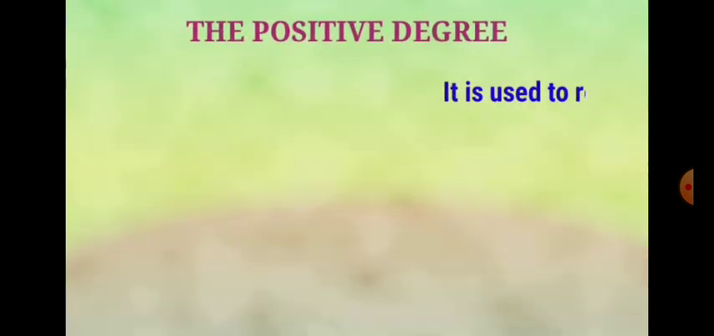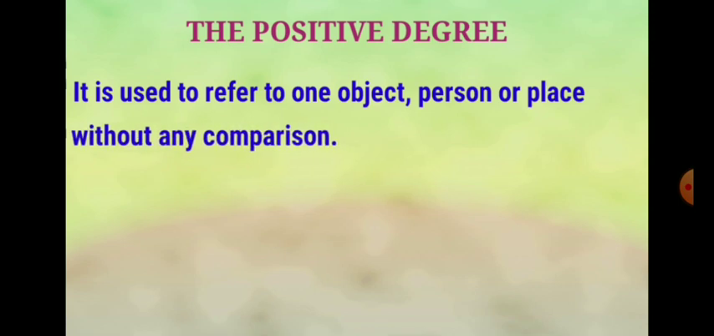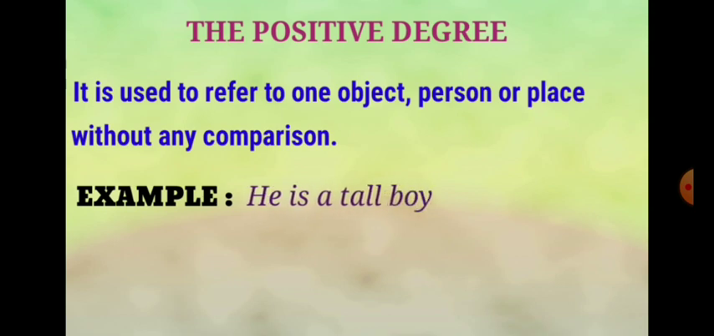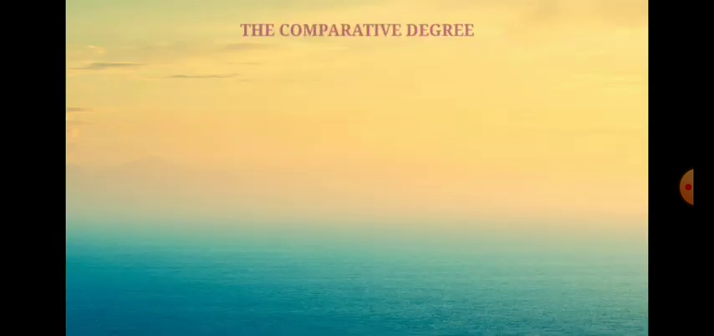Let us discuss the positive degree first. It is used to refer to one object, person, or place without any comparison. For example, he is a tall boy. In this sentence, tall is the positive degree of adjective because it refers to one object and has no comparison with another object, person, or place in a sentence.